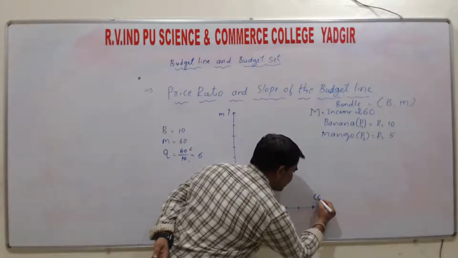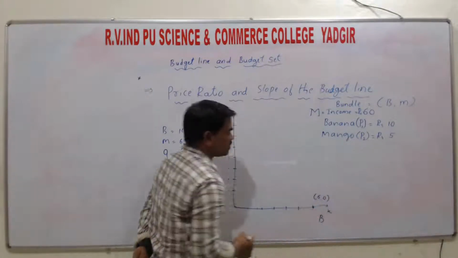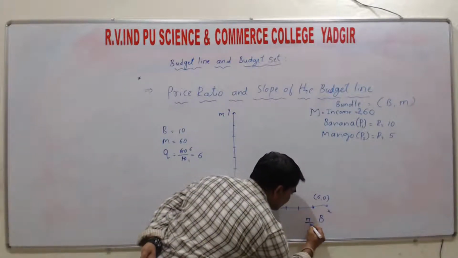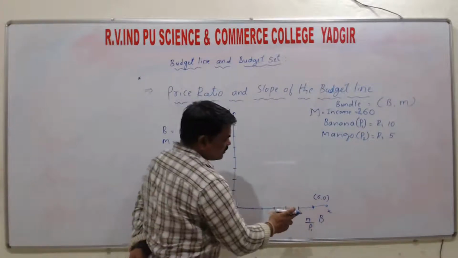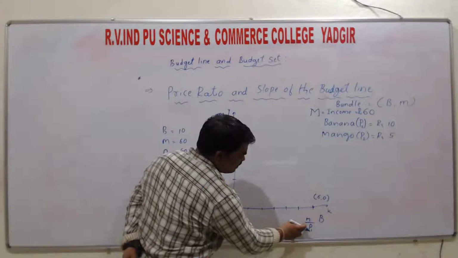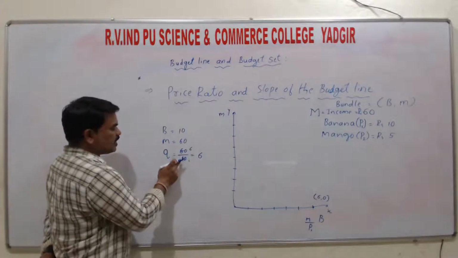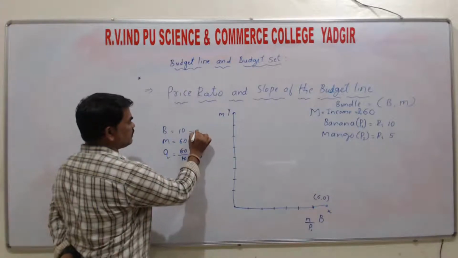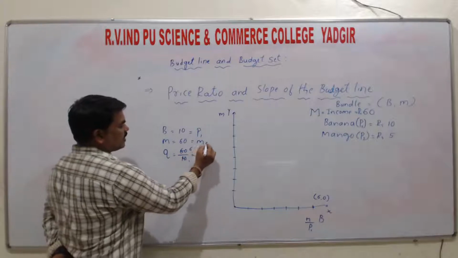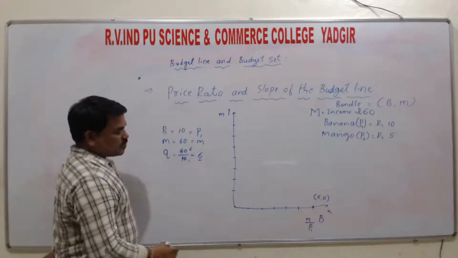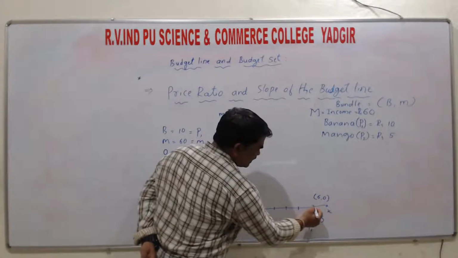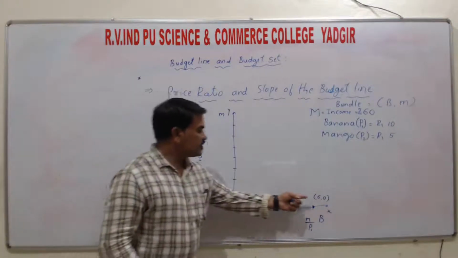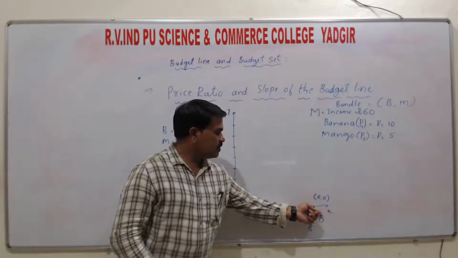So this is one bundle where he is getting 6 bananas and 0 mangoes. Correct? We will call it the horizontal intercept. This quantity we will get by M divided by p1. M is the income, and p1 is the price of the banana, so M divided by p1 gives us the quantity. So we call it the horizontal intercept, where he is spending his entire money on buying bananas.